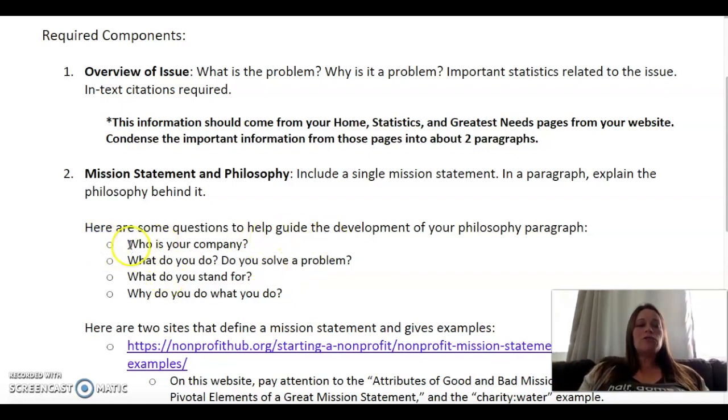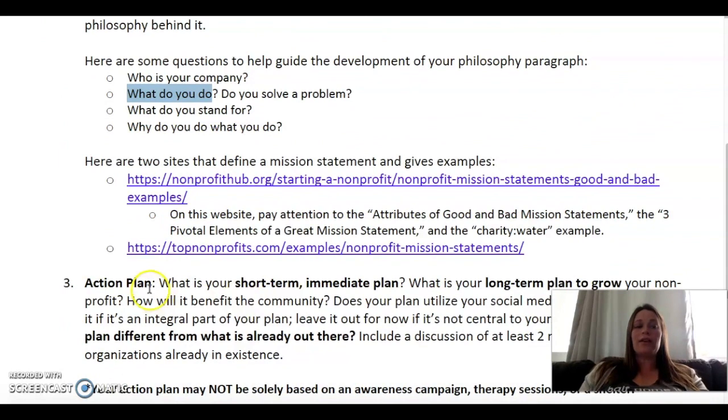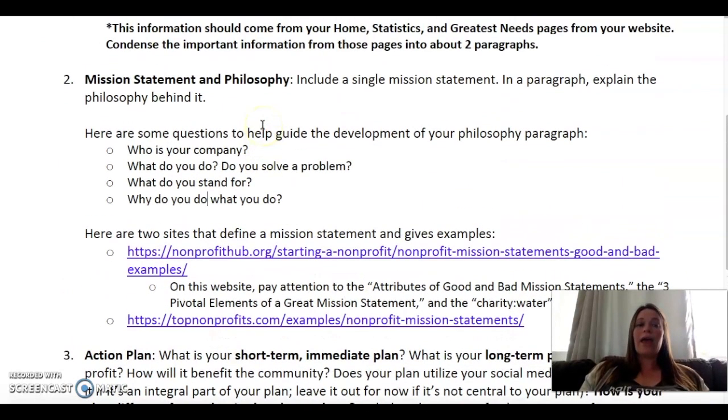Let's take a look. First of all, who is your company? I know that sounds like one of those really new agey questions of, who are you? But really, that's what you need to identify. Who are you as a company? Okay, what do you do? Don't get too specific there. Just give a general overview, because later you're going to give your action plan where you more specifically tell me what you do. Do you solve a problem?